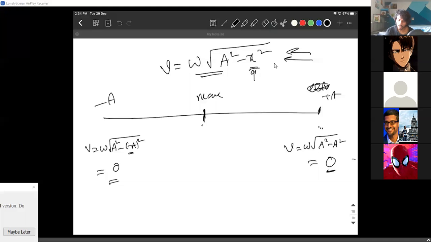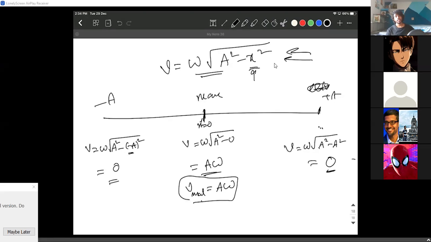Let us talk about the mean position. v equals omega root over a square minus what is x here? Zero. So you're getting a omega. So remember this value also. This is called v max. I'm sorry, v max equals a omega for an SHM. For an SHM, the maximum speed always occurs at the mean position and the value is a omega. At the extremes, v is zero. At the negative extreme, v is zero.